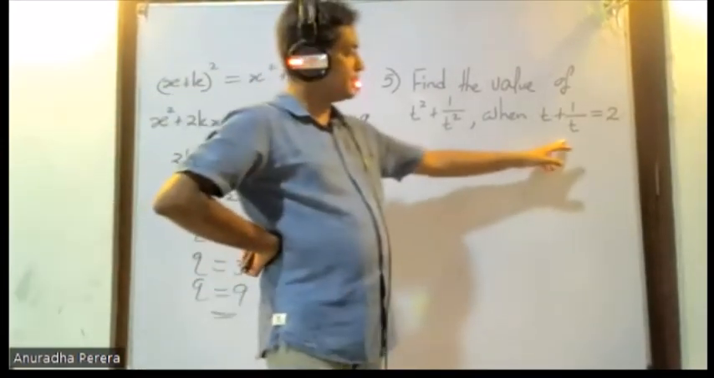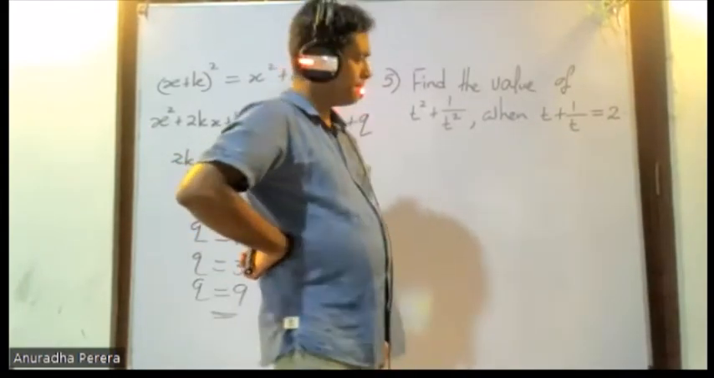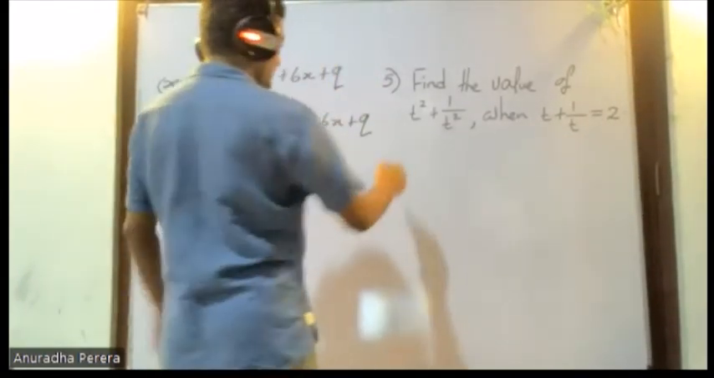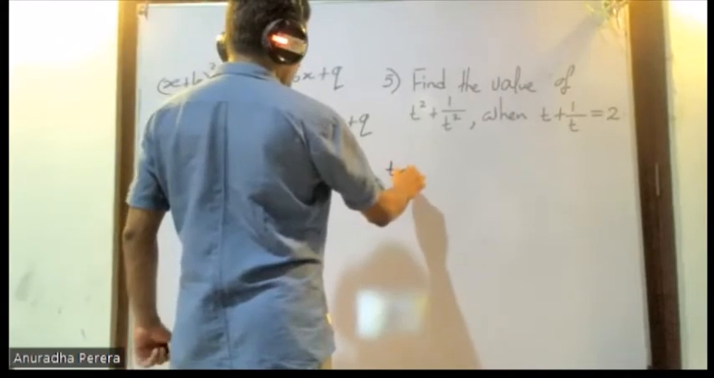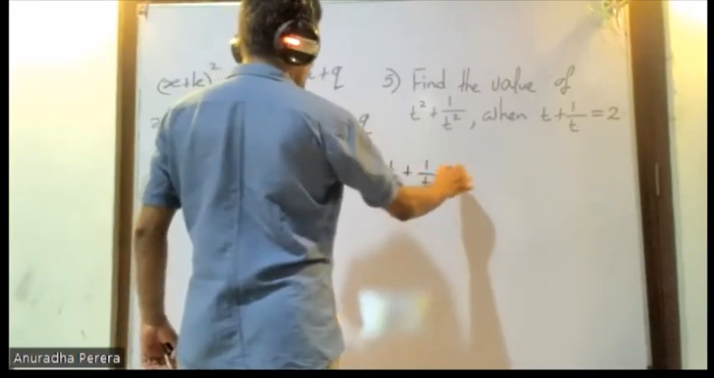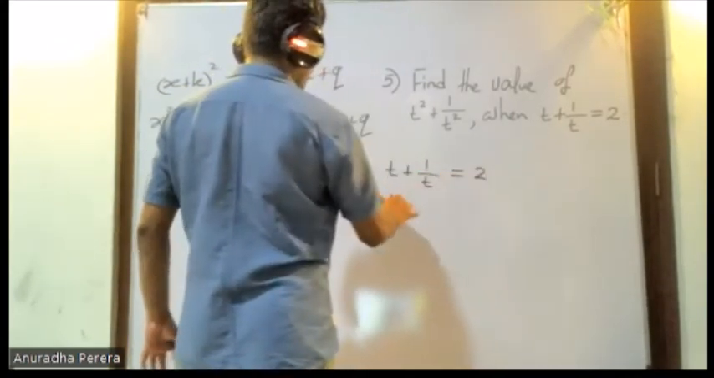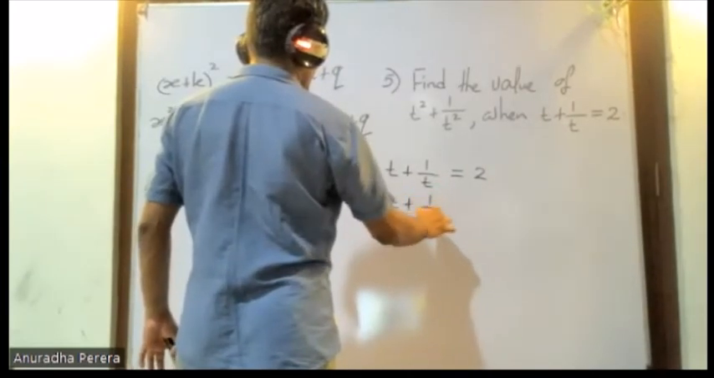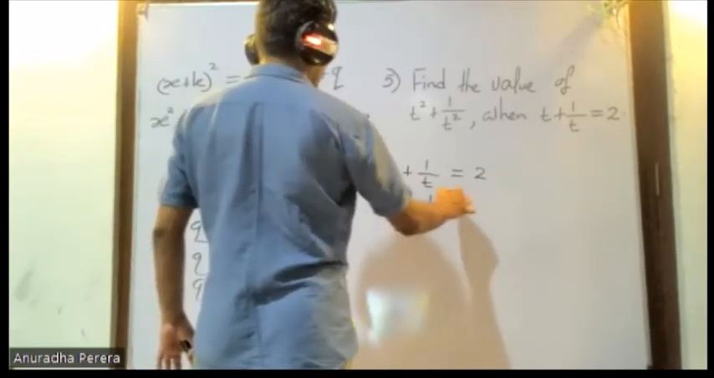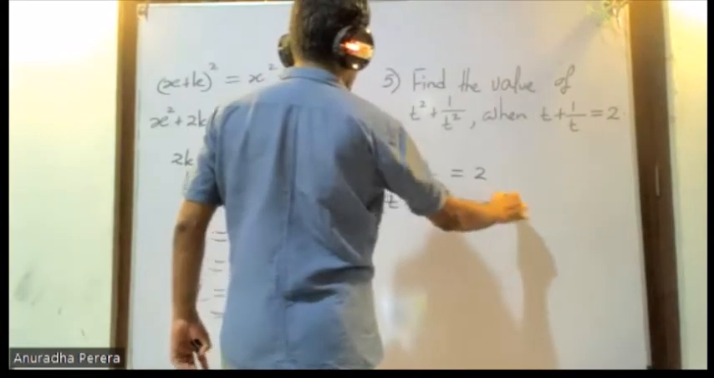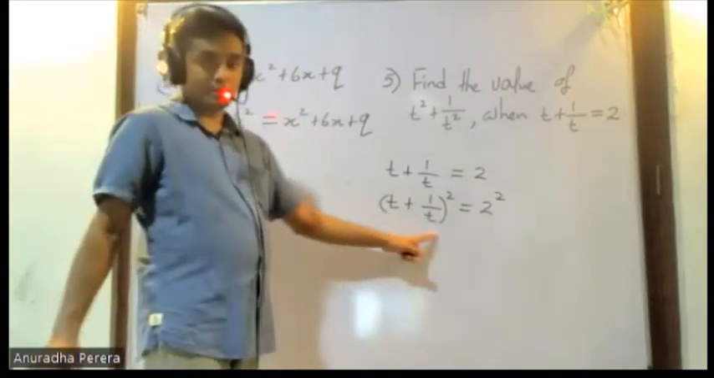t plus 1 over t is 2. You can start from this one. Take t plus 1 over t equals 2. You can take the square of both sides, equals 2 squared. Then expand this.